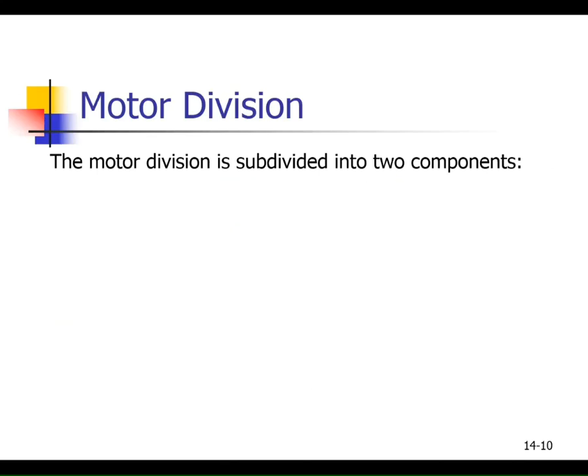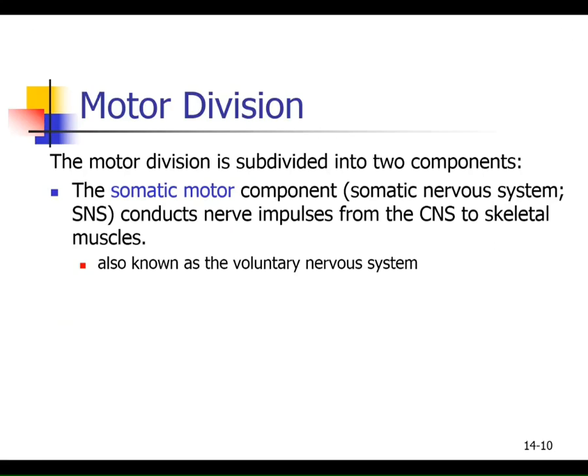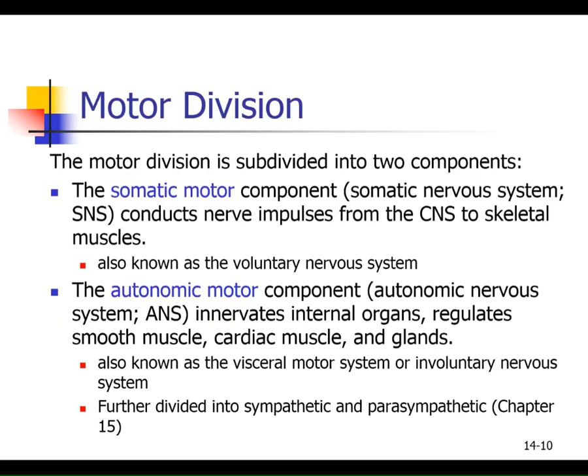The motor side also has two parts. Somatic motor, as I said, is what's sending signals to your skeletal muscles. Some books will call this the voluntary nervous system, what you have control of as far as telling it to move, versus the autonomic motor. As I said, that's your automatic or involuntary responses.